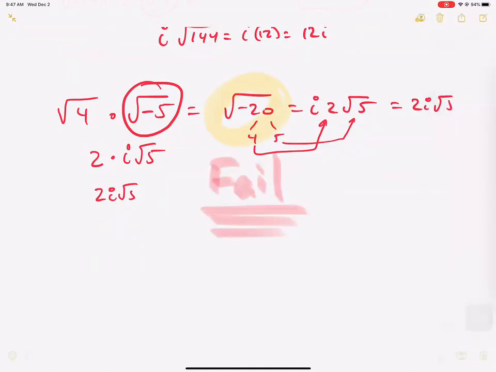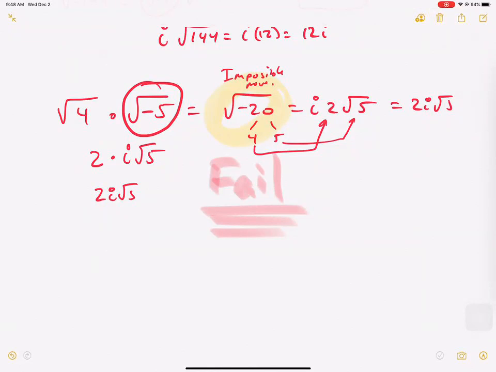Why? Why is this a fail? Can anyone tell me why this actually was an impossible move? What's wrong with the square root of negative 5? Is it even real? No, it's imaginary. And if something's imaginary, you're not supposed to be able to do real things with it. And multiplication is a real thing. So our problem here is this move was actually a lie already.